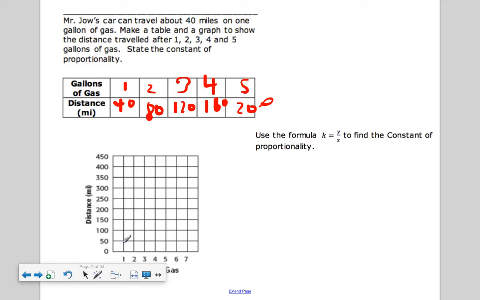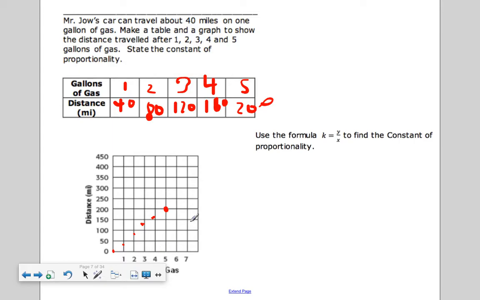So let's graph this. 1 would be 40 somewhere here. 2 would be 80 somewhere here. 3 would be 120 somewhere here. Oh, 0 gallons, of course, would be 0 miles. 4 gallons will be 160 miles. 5 gallons will be 200. So we have it right there.